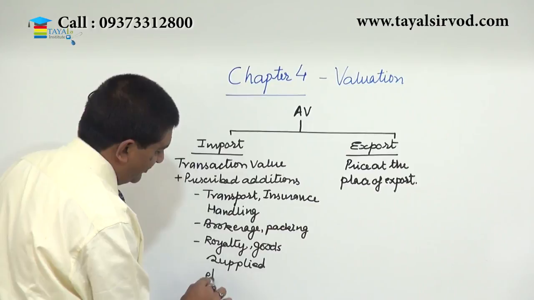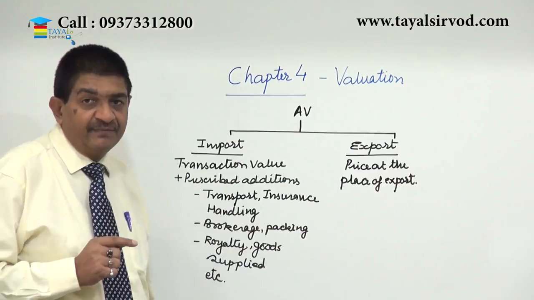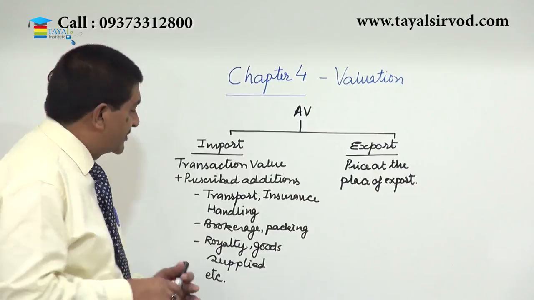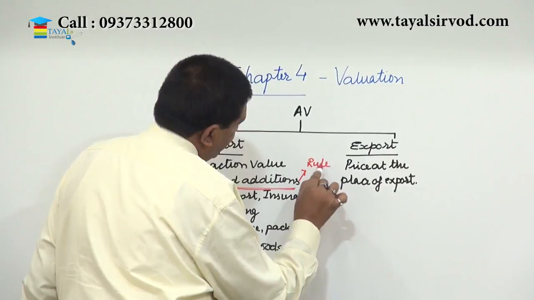Because how many additions have to be done? There is an exhaustive list of all the additions prescribed, and that is under Rule number 10. And Rule number 10, in any case, we are going to do in detail. So you can say that prescribed additions, rather than remembering the things here, are as per Rule number 10. And that, in any case, we are going to do in detail.